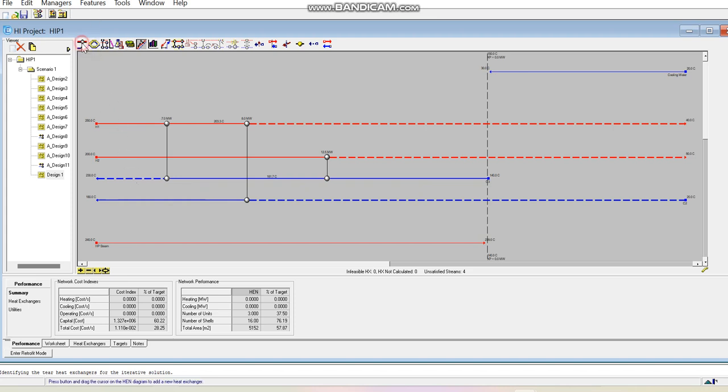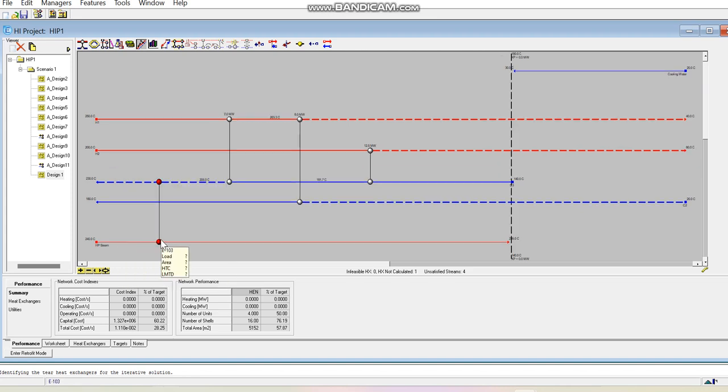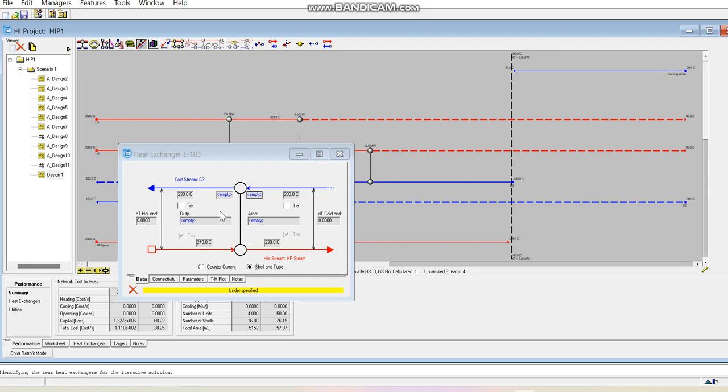So there is no heat available with the hot streams above the pinch. So I will just match this with the HP steam. So double click on this. Okay, this is tied, and you can see this is 7.5 megawatt, which is the heating utility which we did in the very first stage of this process simulation of the heat exchange network.